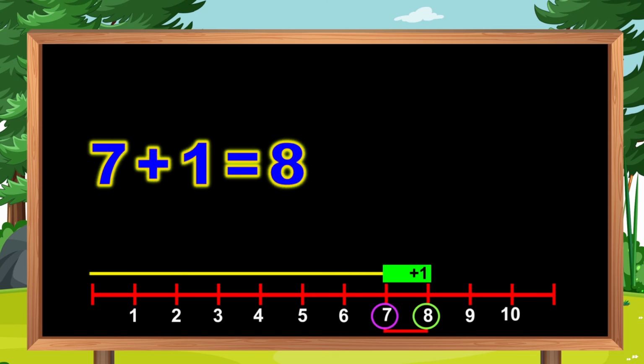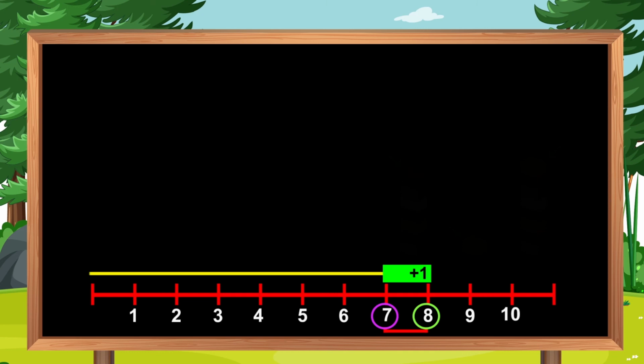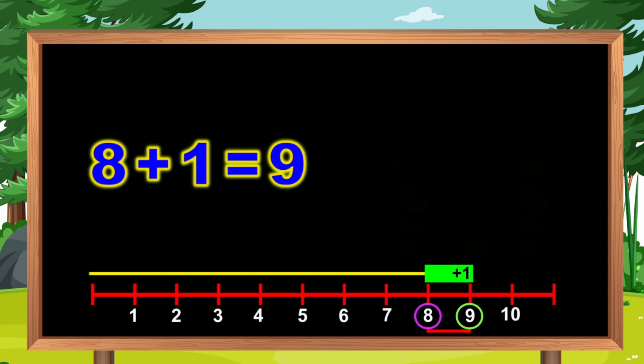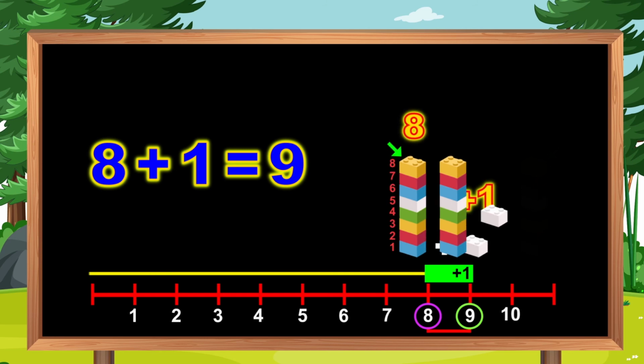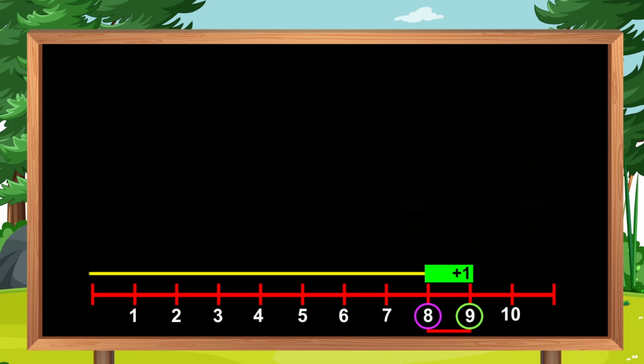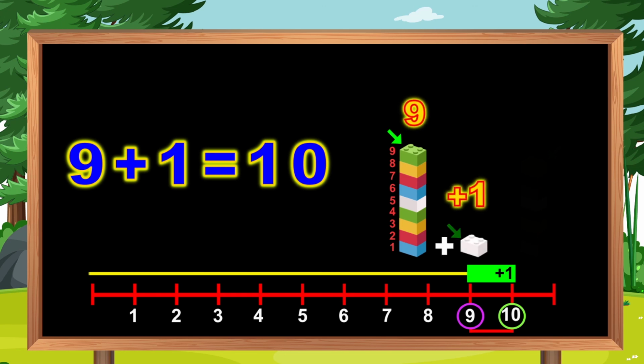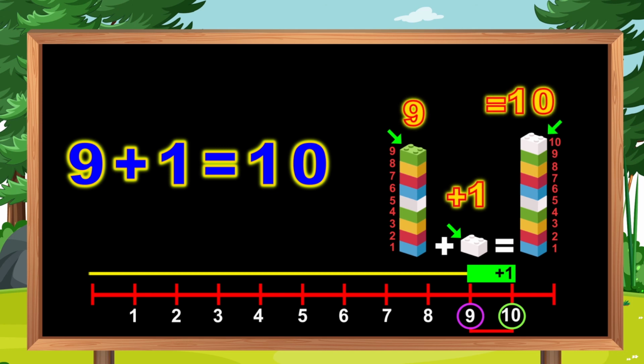7 plus 1 is 8. If you have 7 blocks and you add one more to it, you get 8 blocks. 8 plus 1 is 9. If you have 8 blocks and you add one more to it, you get 9 blocks. So 8 plus 1 is 9. 9 plus 1 is 10. Let's take 9 blocks and add one more block to it. You get 10 blocks. 9 plus 1 is 10.